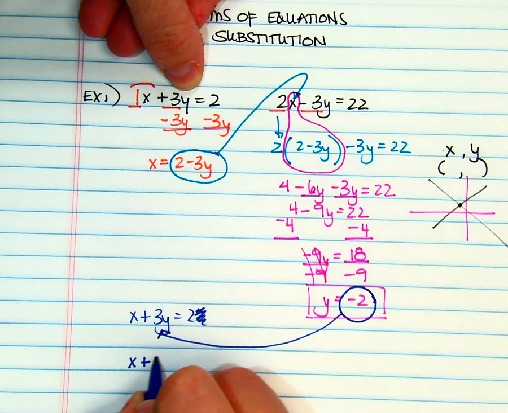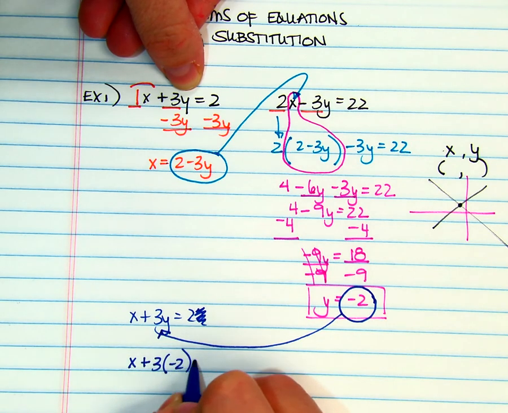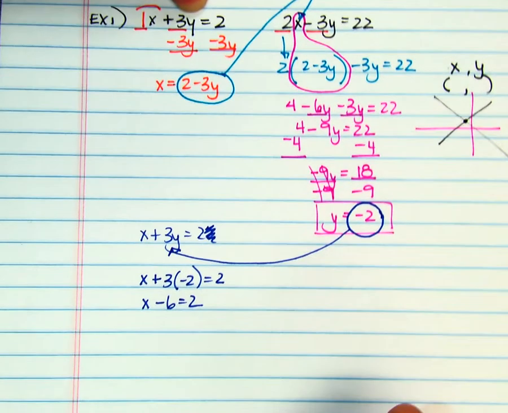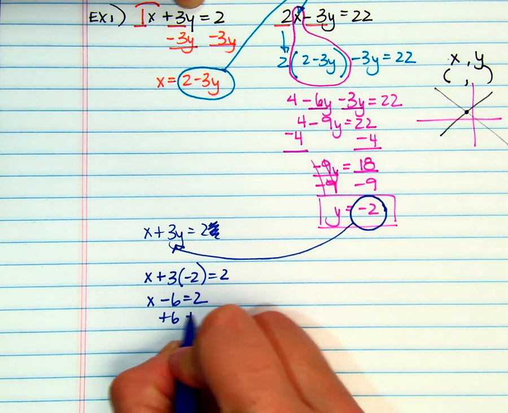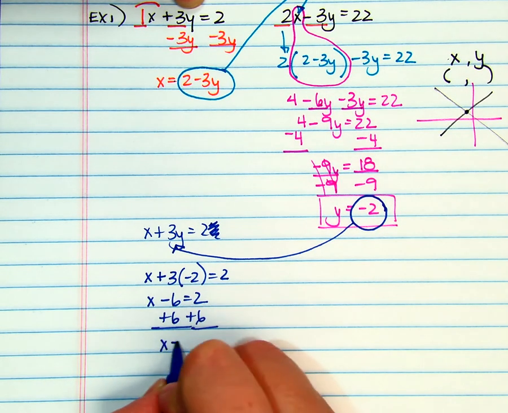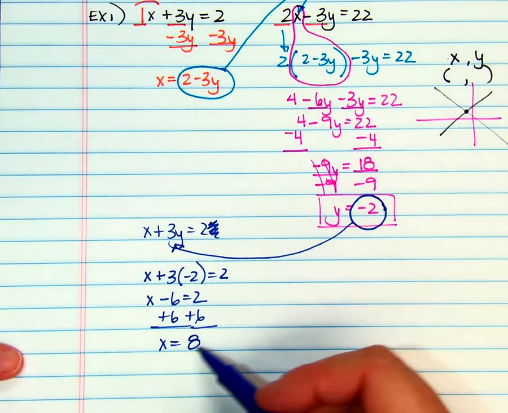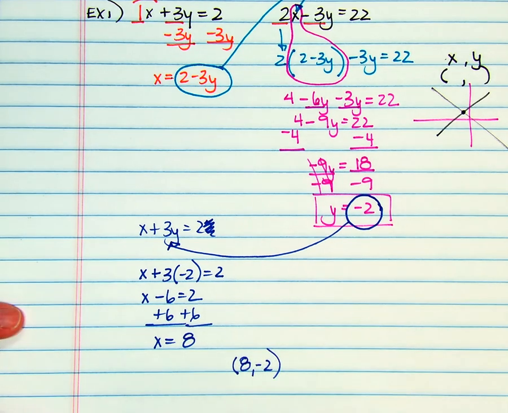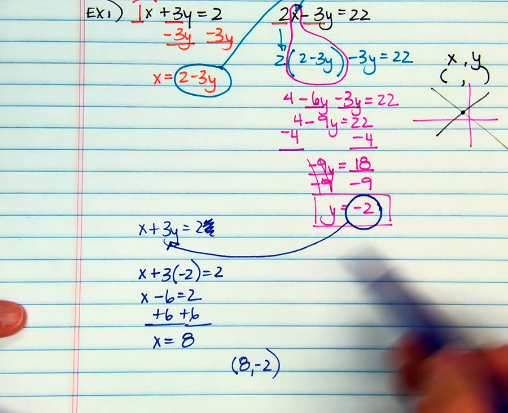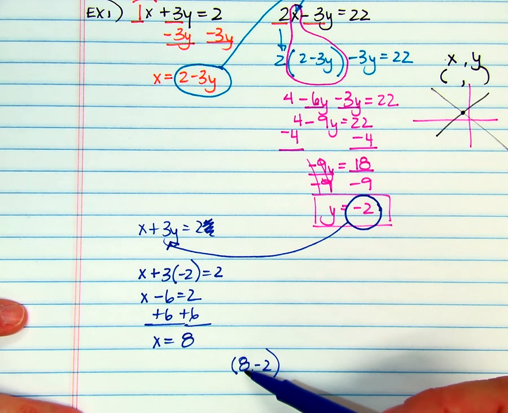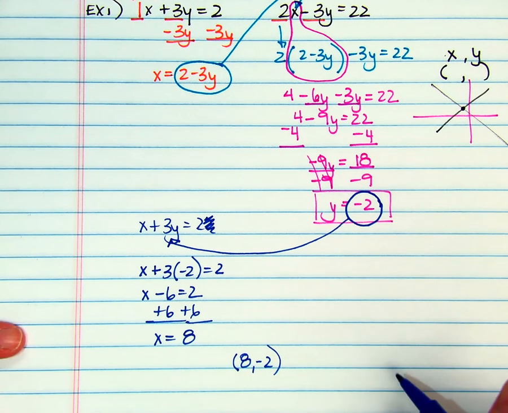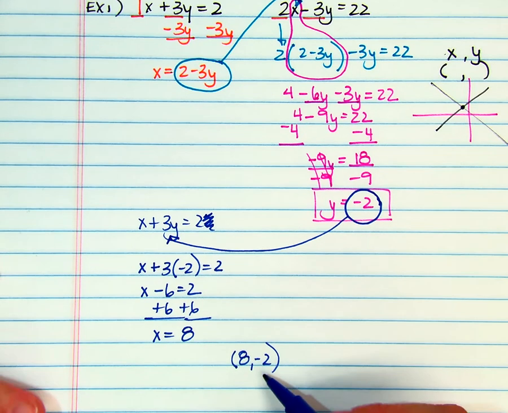So x plus 3 times a negative 2 equals 2. x minus 6 equals 2. Add 6 to both sides. And I have x equal to 8. So my final answer is the ordered pair of 8 and negative 2. So if I were to do this by graphing, these two lines would have intersected at that ordered pair of 8 and negative 2. Now I think this is correct, but one of the great things about solving systems is that they're easy to check. But remember, this ordered pair has to work in both of them.